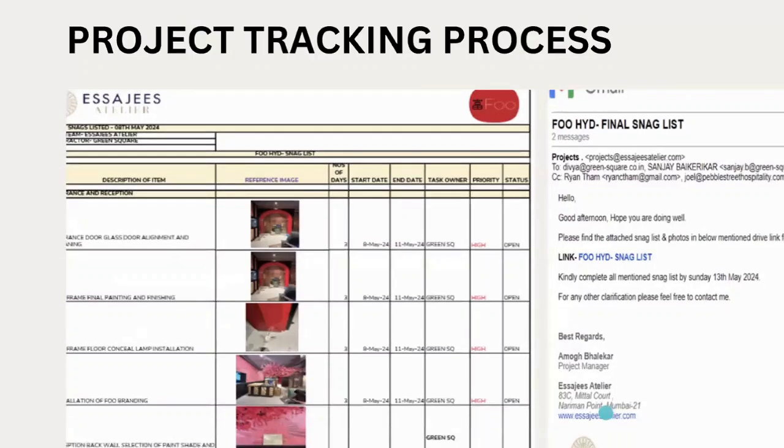And finally, this is the format that we follow for snags and snag listing. We have an entire document in which each image is put of what the issue is. And this again works well for an out of Bombay project. Then against each item, the client and the contractor rather has to send us an image, and then we will do a physical check in the last and make sure that all the snags are rectified.